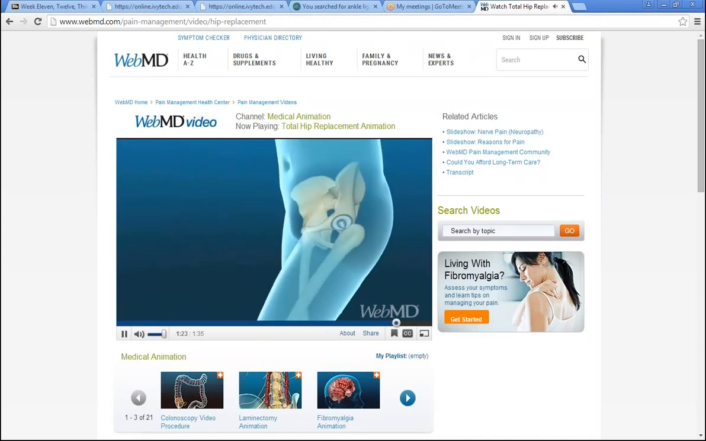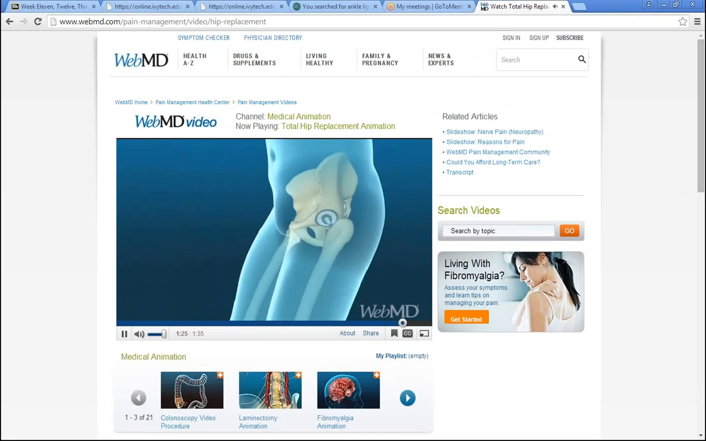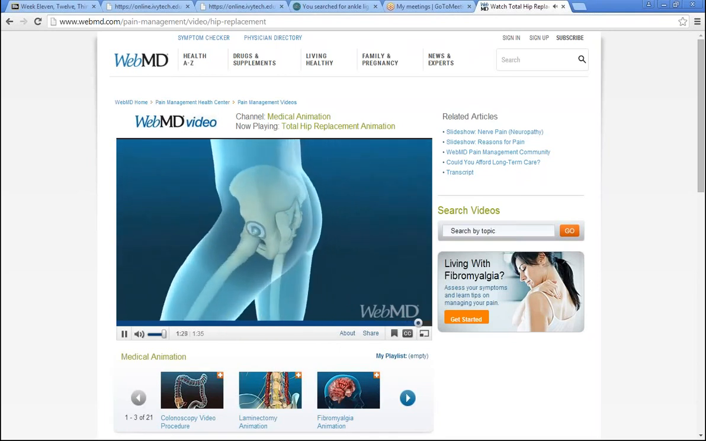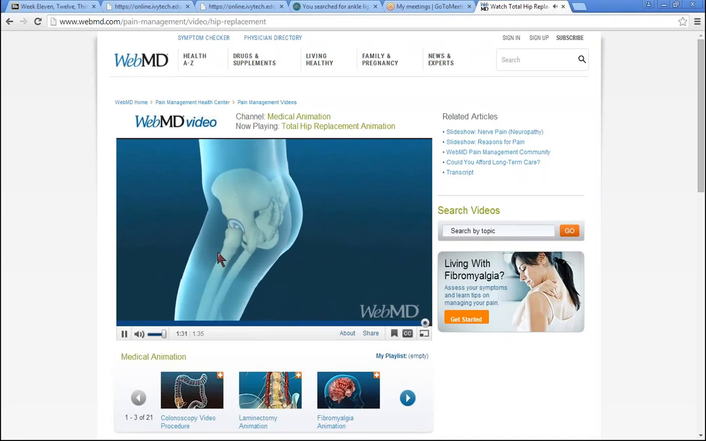Over 90% of patients experience dramatic pain relief and improved hip function with a new joint that will last about 15 to 20 years.